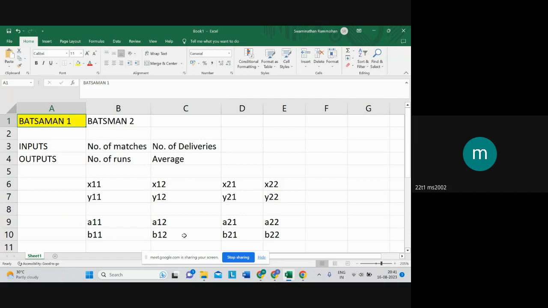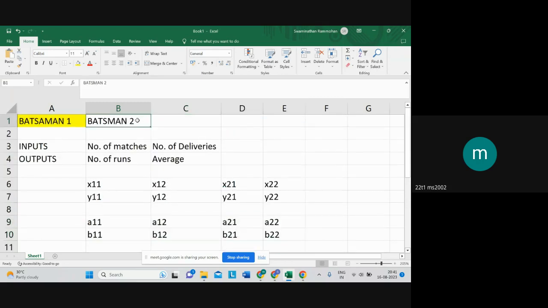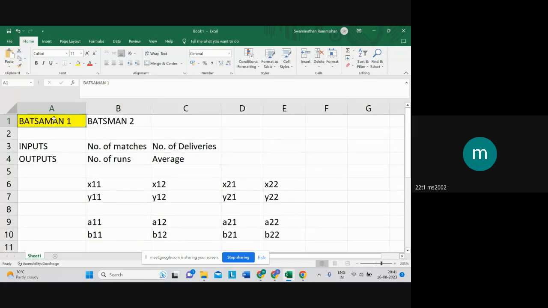So next, what are you going to do? With the weights of batsman 1, you are going to compute the relative efficiency of batsman 2. And if batsman 2's efficiency also comes to be 1, he is also efficient relative to the first batsman, right? And similarly, you repeat the procedure for batsman 2. First, you find the efficiency of batsman 2 for his or her own inputs and set of outputs. And then with those weights, you assess batsman 1. So this is how data envelopment analysis should be done.